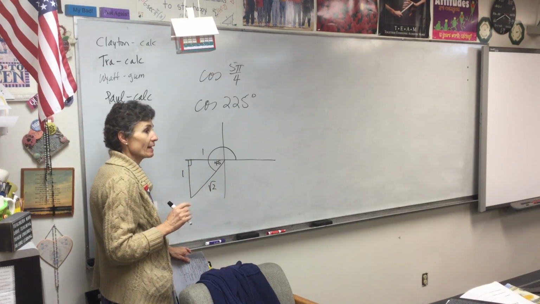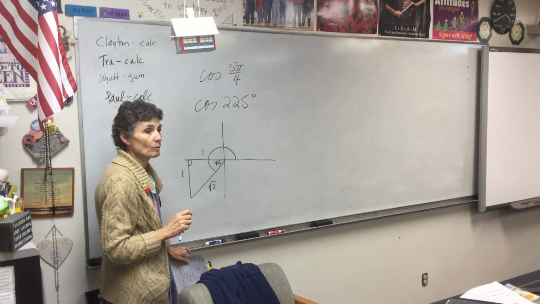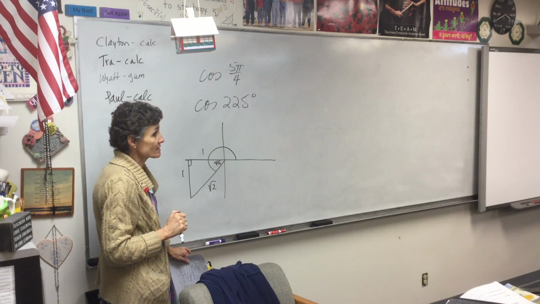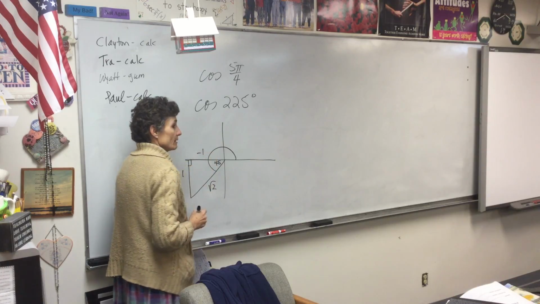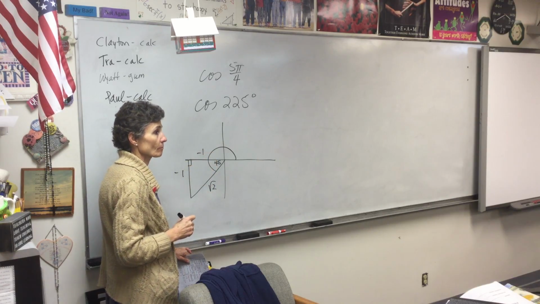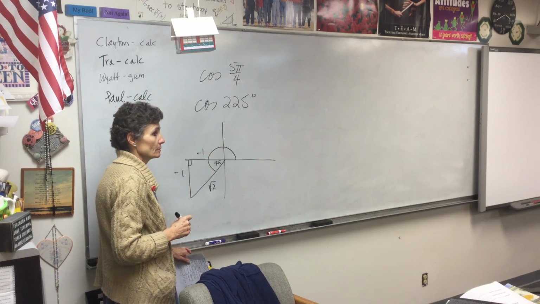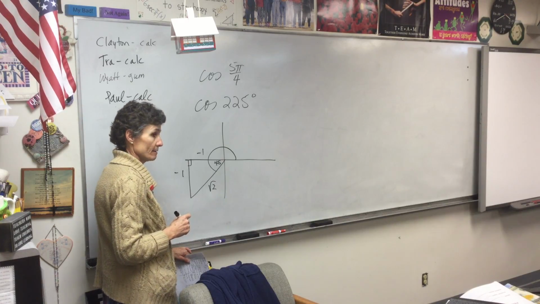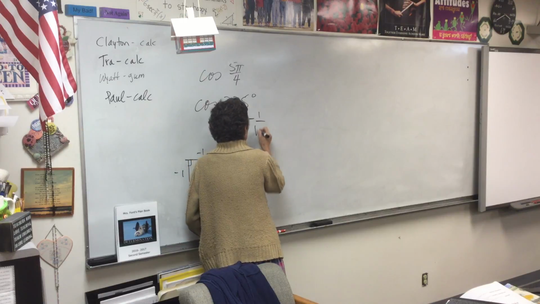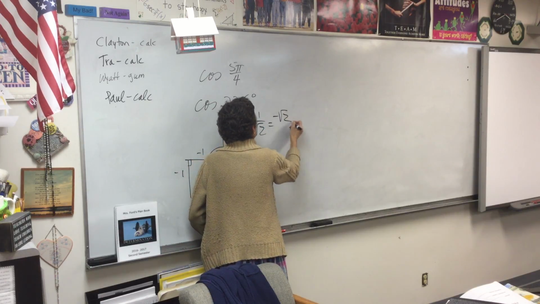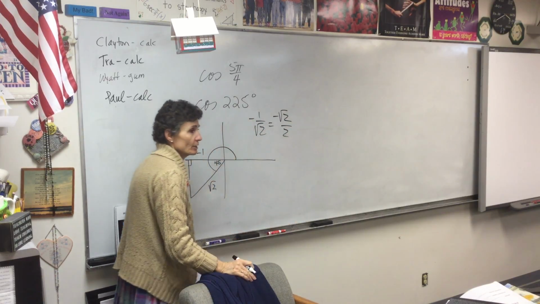And then I stand back and say, look, I'm not in quadrant 1. Therefore, something is negative. What's negative? These are negative. I want the cosine. Adjacent over hypotenuse, negative 1 over root 2, negative root 2 over 2. Very good.